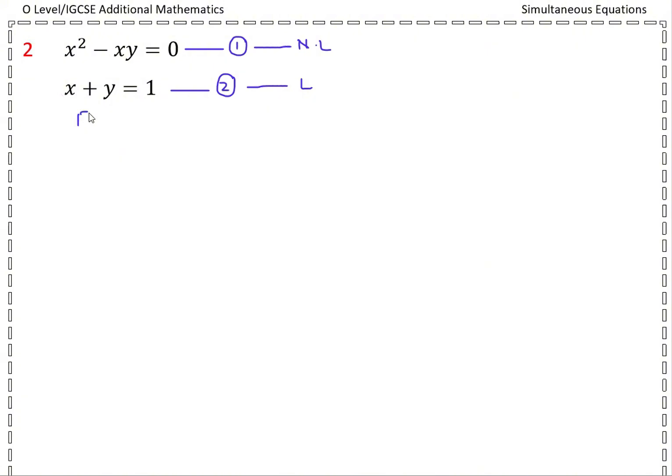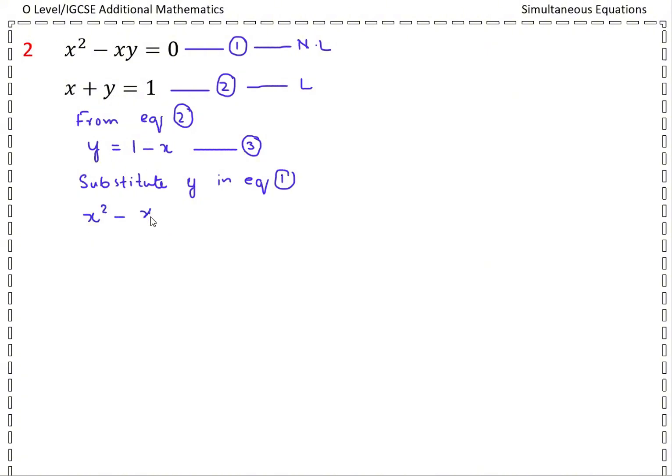So when we make y the subject from equation 2, we have here y is equal to 1 minus x. Once we have formed the equation, we can say that this equation is equation number 3. We will substitute this y in equation 1. We have made y the subject from equation 2, so we have to substitute it in equation 1. We have here x squared, this will remain as it is, minus x. In place of y, we will substitute 1 minus x.